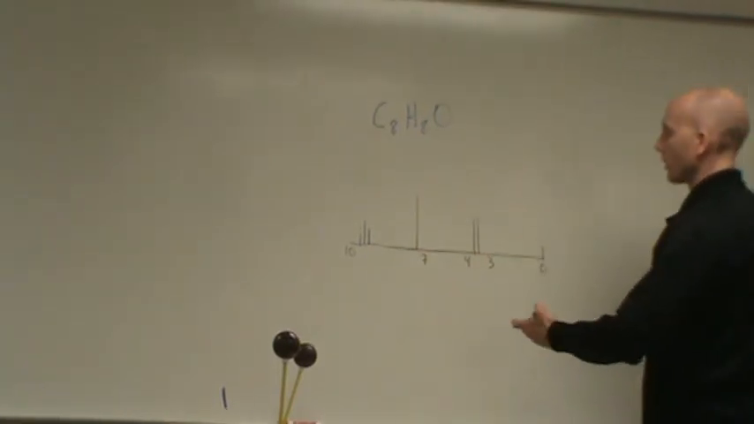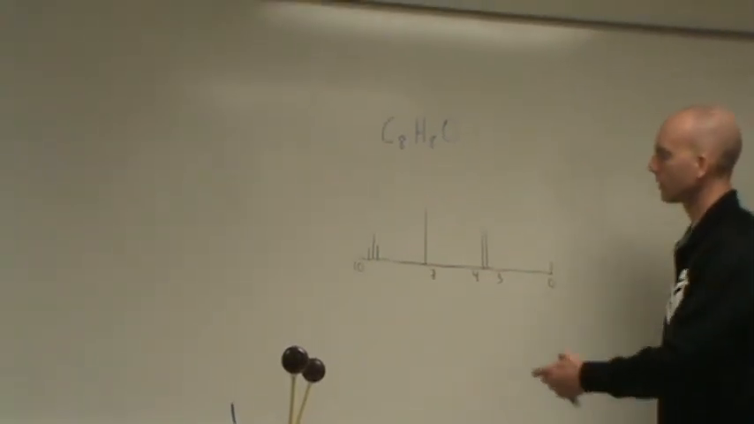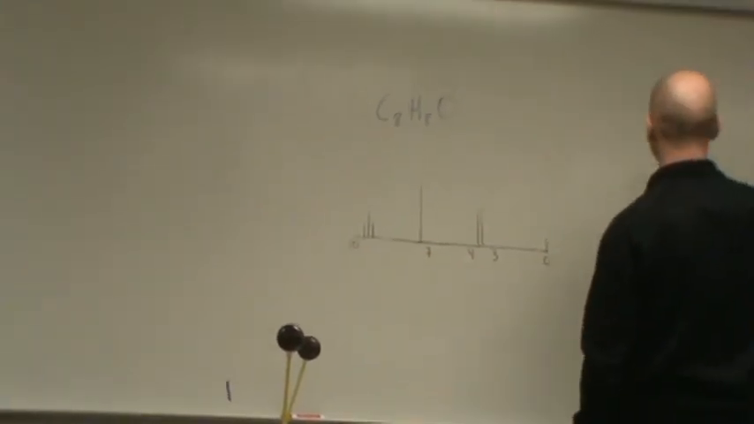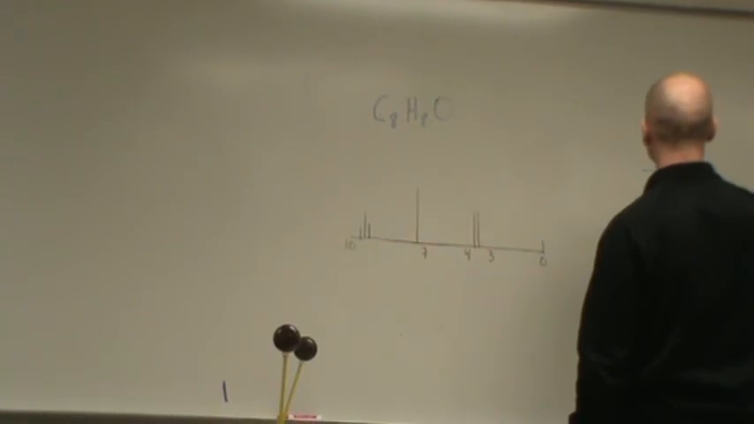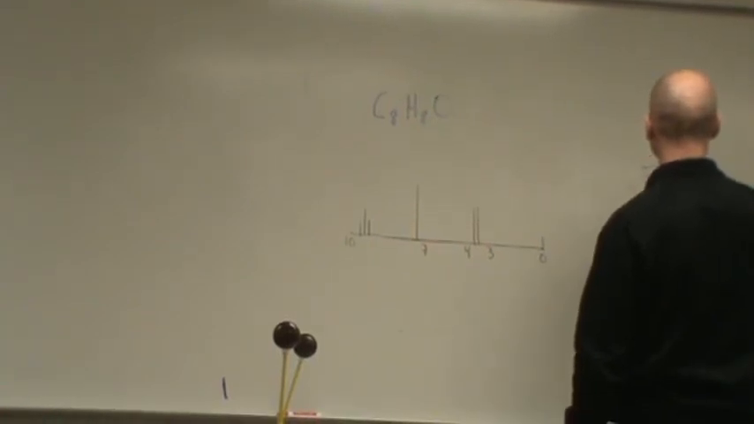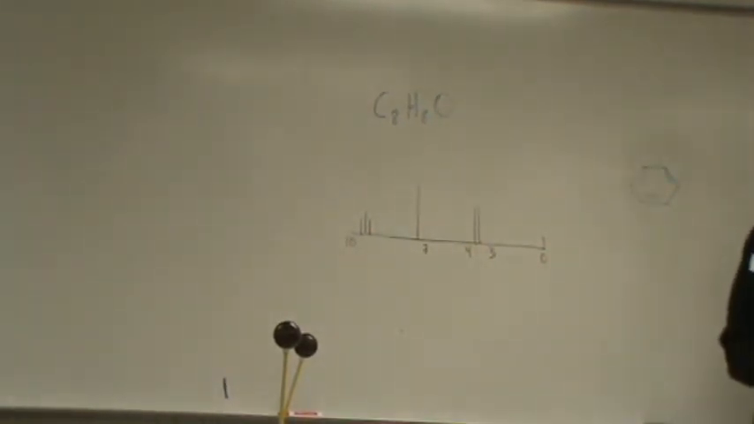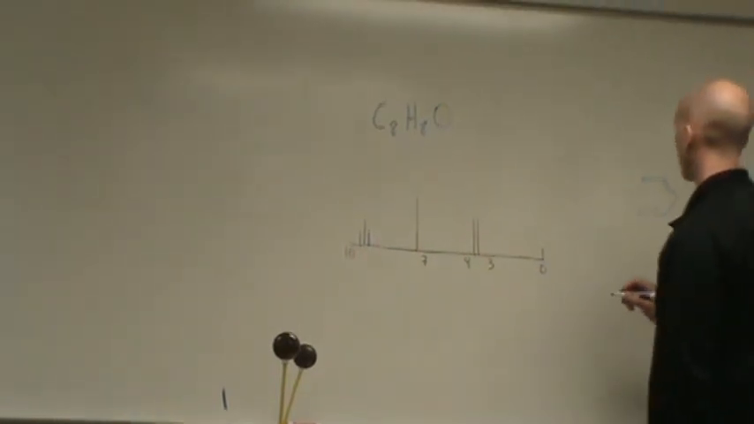What's one thing I could immediately draw? Benzene, between 7 and 8. So let's tackle that. What is that integration telling me on 7? Look at the sheet. No. What is the integration telling me? I got 5 hydrogens.